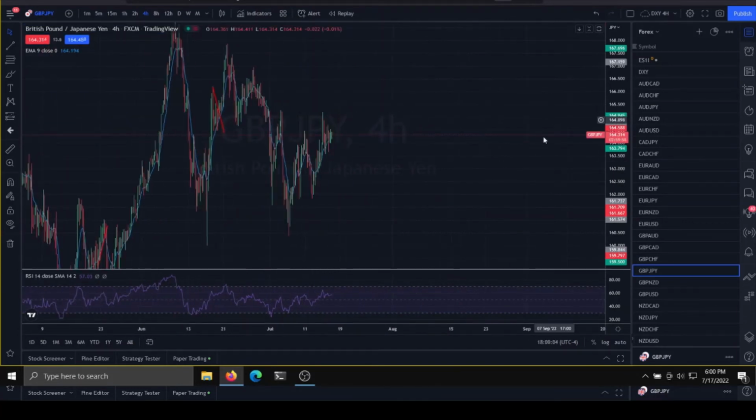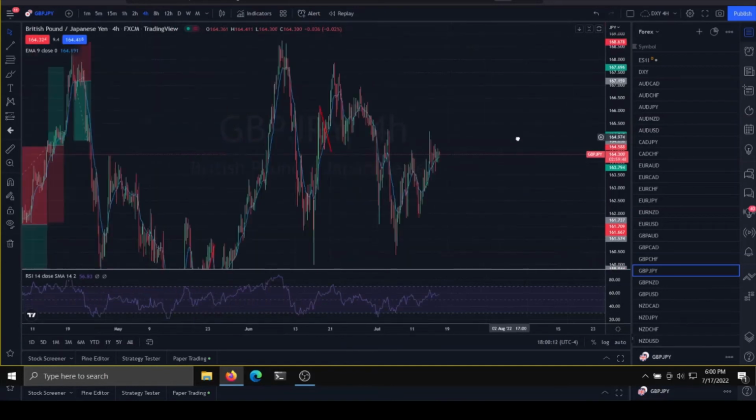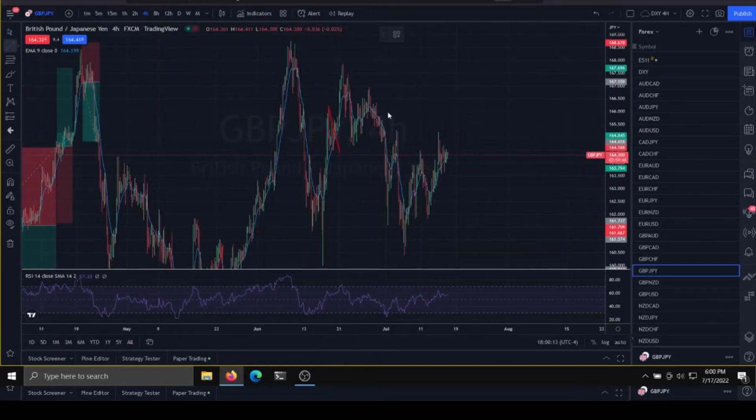A big correction here. 1, 2, 3. Possible upside. It breaks this top. Maybe take a small trade to the upside. See if you can get this. One, 1, 2, 3.